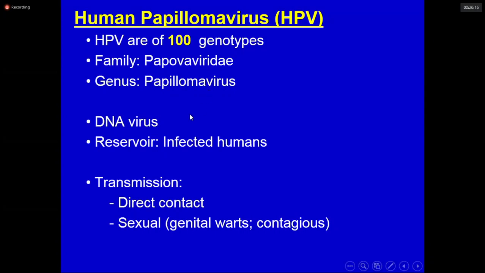Transmission is by direct contact, also by sexual contact via genital warts. It is very contagious. And usually the infection comes via genital warts. Wart means ثالول. I mentioned it in previous lectures.